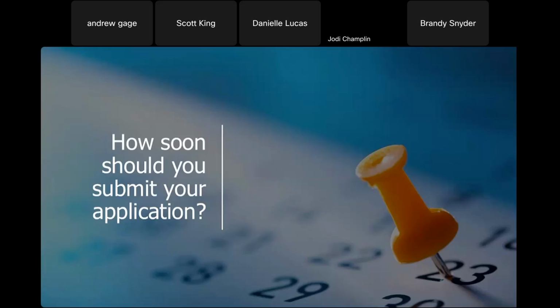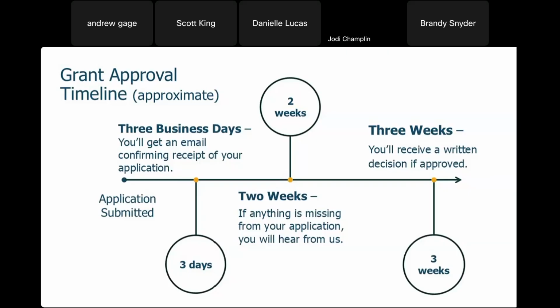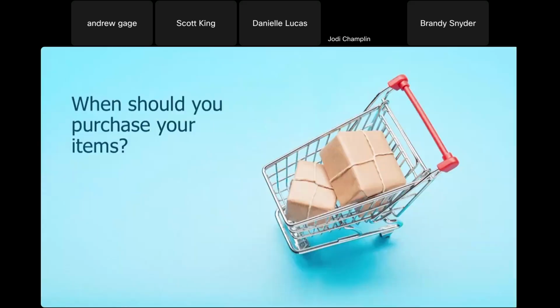Let's take a closer look at the grant application timeline. Approximately 3 business days after you submit your application, you'll get an email confirming we received it. About 2 weeks from time of submission, you'll hear from us if anything is missing from your application. Finally, about 3 weeks after you've submitted your application or any edits needed, the management representative and CSCA local president will receive a written decision if approved. Again, please note, this is an estimated timeline.